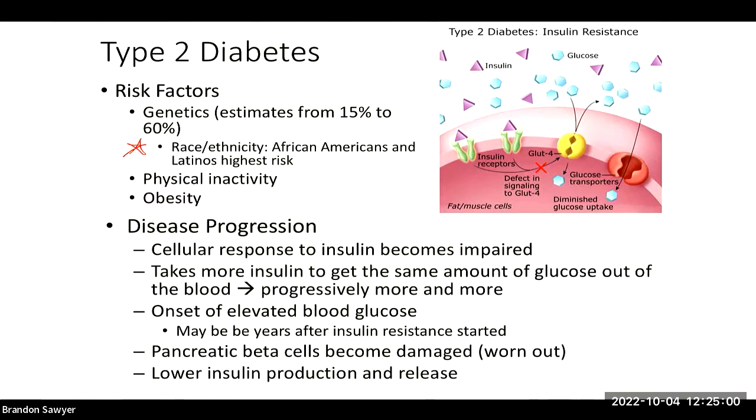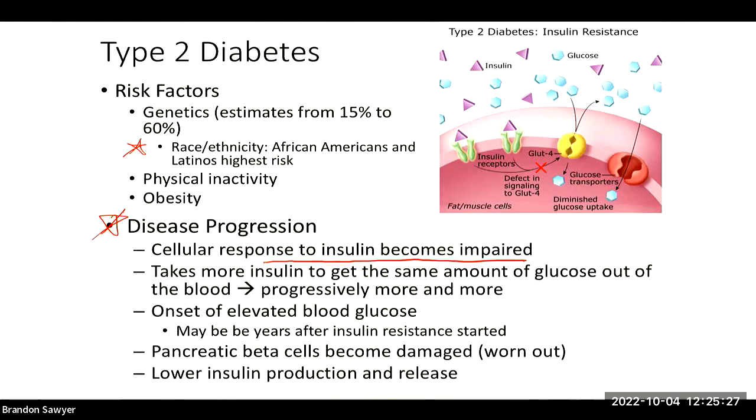Okay, but the disease progression with type 2 diabetes is it starts with the cells stop responding to insulin as well as they used to, right? So then it takes more and more insulin to get the same amount of glucose brought into your cells. Okay, and then so then your pancreas is having to work harder and harder and harder for many years, and throughout that process, your pancreatic function starts declining as well.